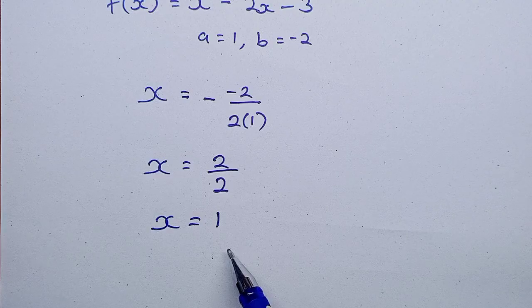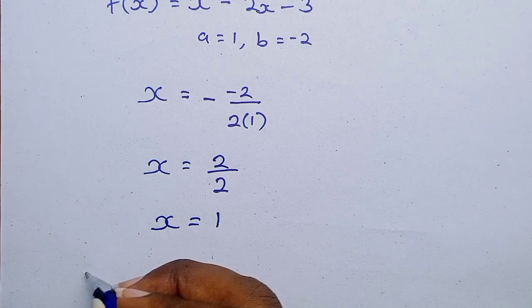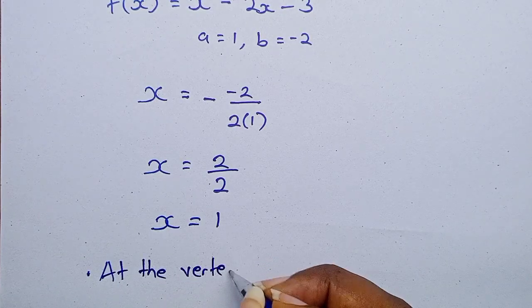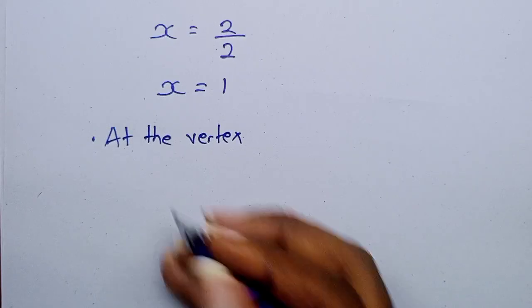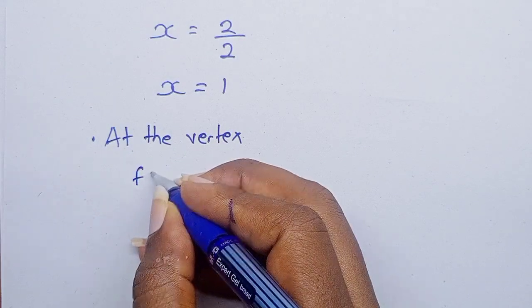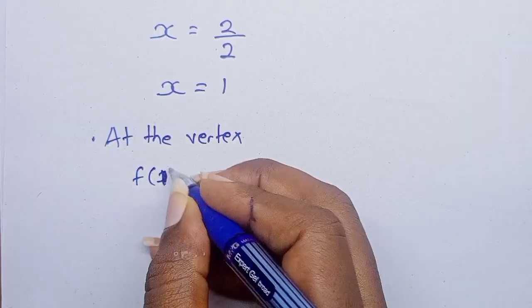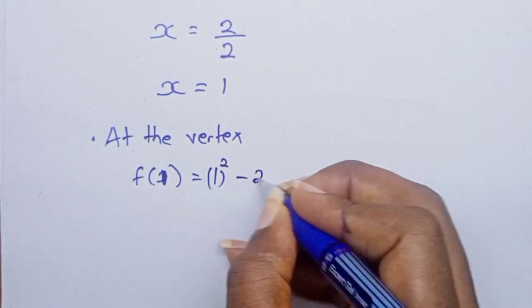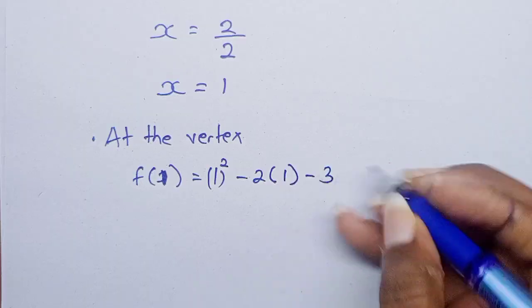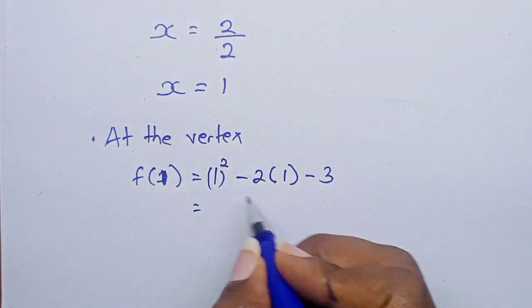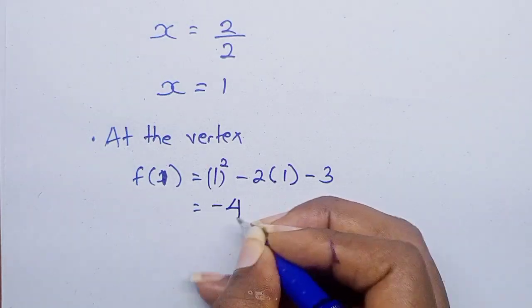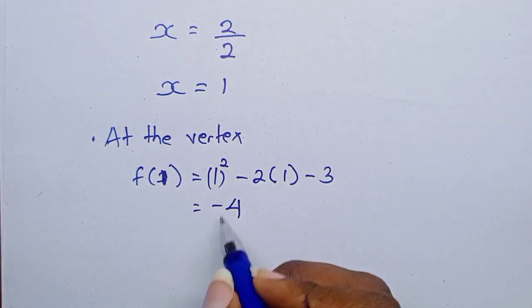So we evaluate the function at the vertex and the boundaries. So at the vertex, f of 1 will be equal to 1 squared minus 2 into 1 minus 3. This is equal to 1 minus 2 minus 3, which gives us minus 4. Okay, so that's at the vertex.